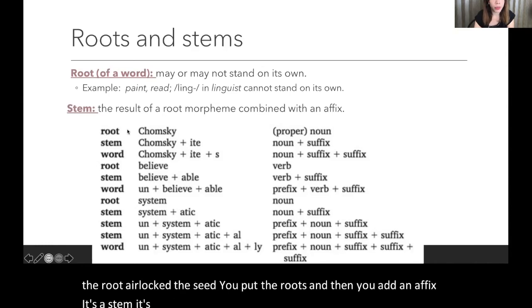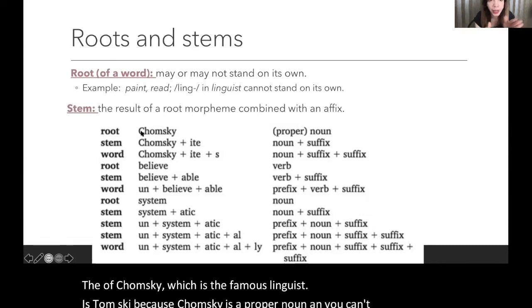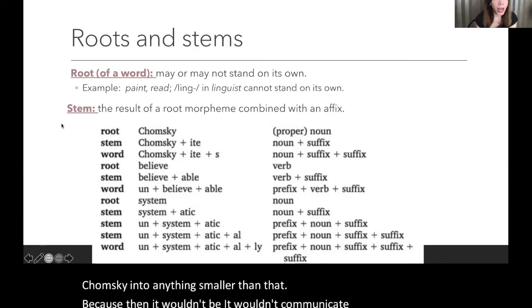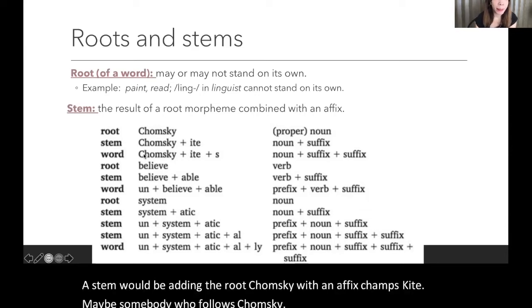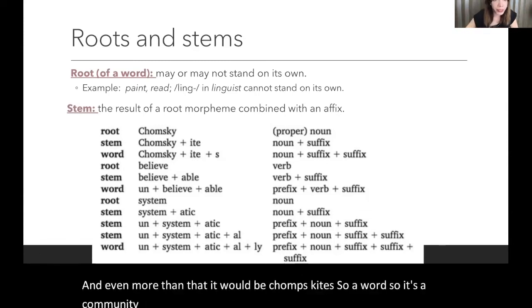So the root of Chomsky, which is the famous linguist, is Chomsky, because Chomsky is a proper noun, and you can't divide Chomsky into anything smaller than that, because then it wouldn't communicate meaning. A stem would be adding the root Chomsky with an affix, like Chomskite, maybe somebody who follows Chomsky. And even more than that would be Chomskites, a word. So it's a community of people who follow Chomsky.